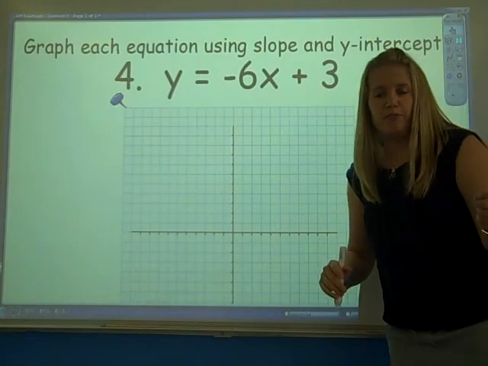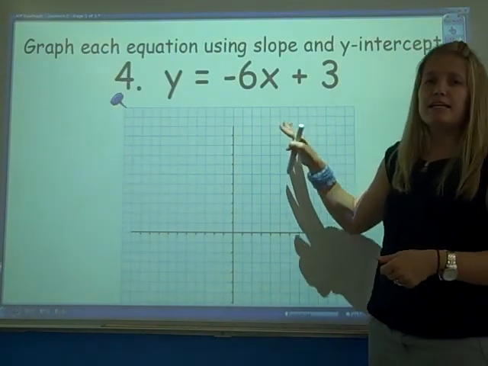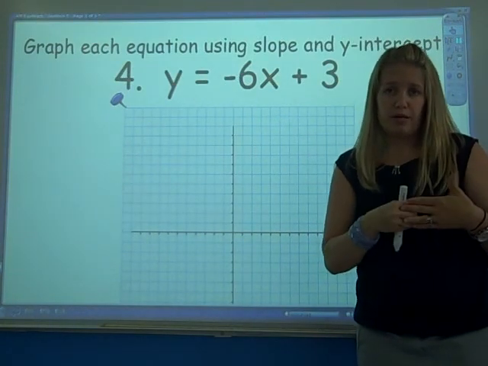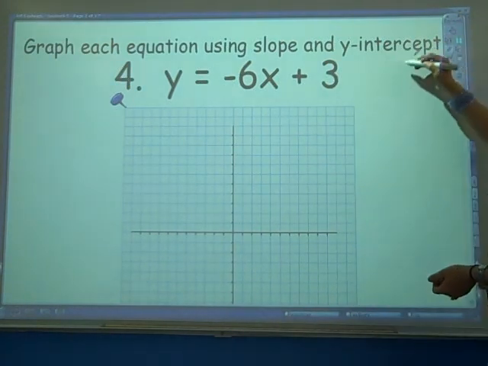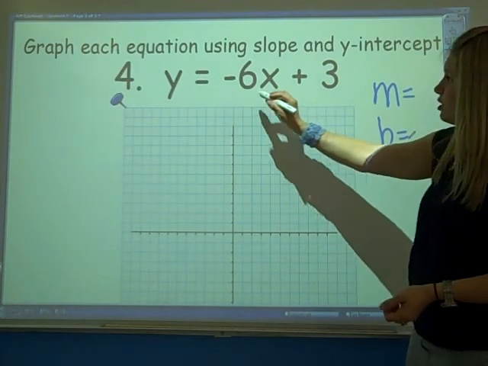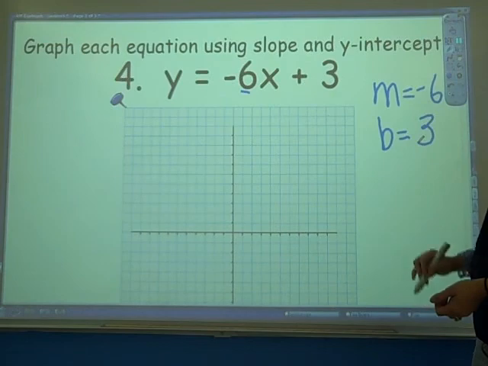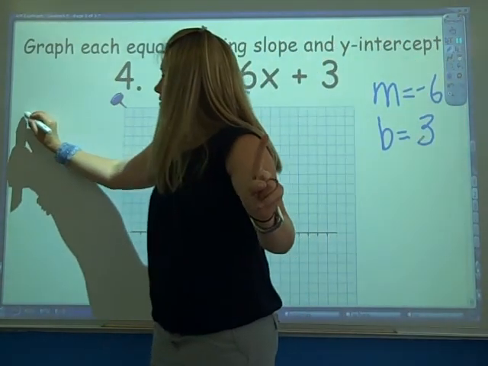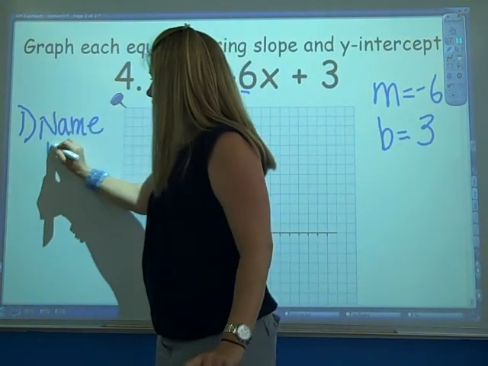Now you need to take out your graph paper, and you're going to plot these. This is the less amount of work way to graph using slope and y-intercept. So follow along. First thing you want to do, pull out what your m and your b are. My slope is negative 6. My b is 3. Step 1 was to pull out and name m and b.